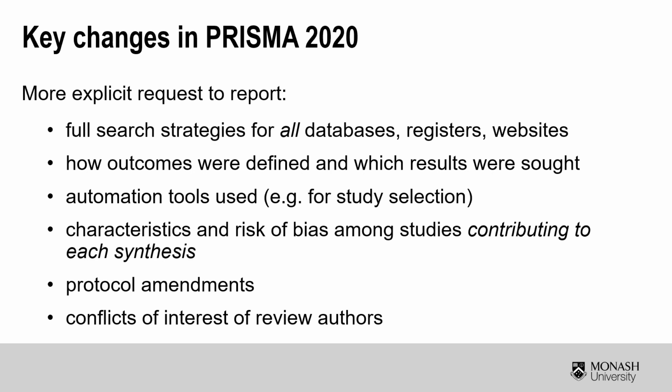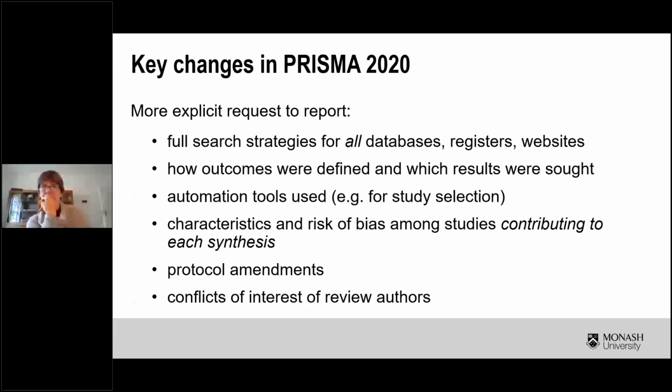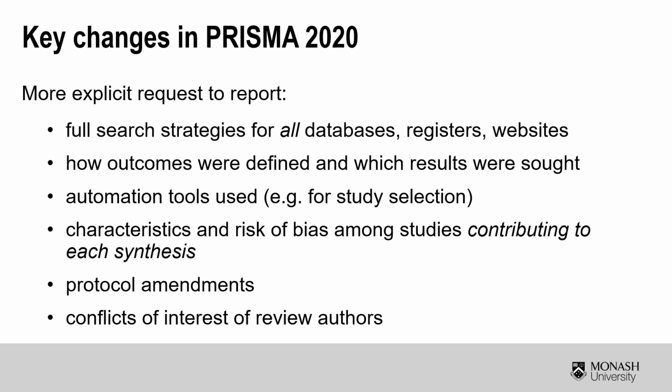So just highlighting some key changes, this time around PRISMA 2020 has a more explicit request to report the full search strategies for all databases, registers and websites. The original PRISMA statement asked authors to present at least one search strategy, whereas now we're encouraging people to provide all of their search strategies as a way to help others who are interested in replicating the search or checking it to see if there are potentially any errors. By having all those search strategies, that will make that job easier for those people.